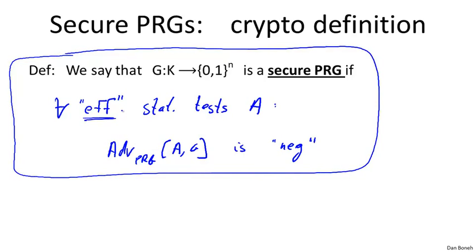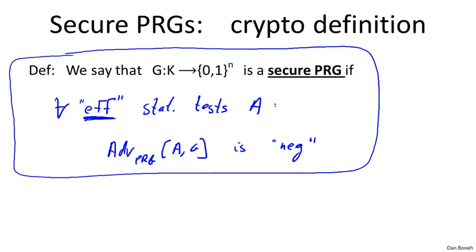One thing I'd like to point out is that the restriction to efficient statistical tests is actually necessary. If we asked that all statistical tests, regardless of whether they're efficient or not, be unable to distinguish the output from random, then that cannot be satisfied. In other words, if we took out the requirement that the test be efficient, then this definition would be unsatisfiable, and I'll leave this as a simple puzzle for you to think about. But basically, restricting this definition to only efficient statistical tests is necessary for it to be satisfiable.